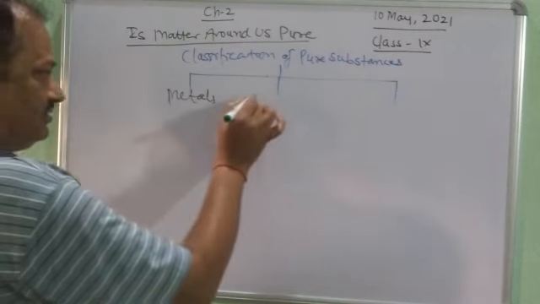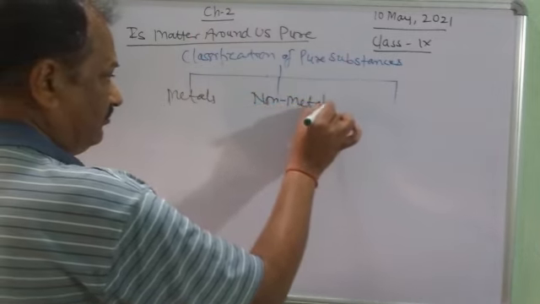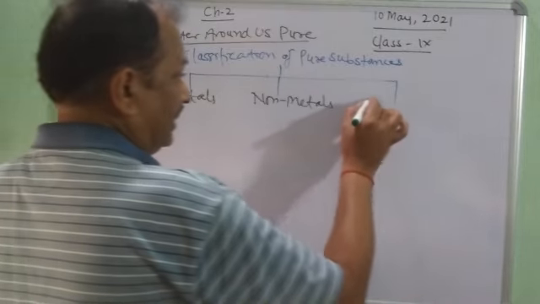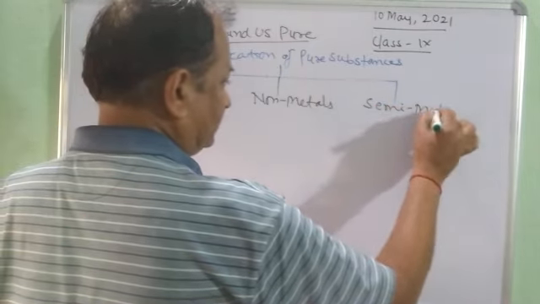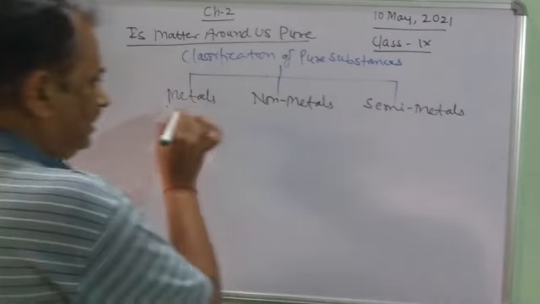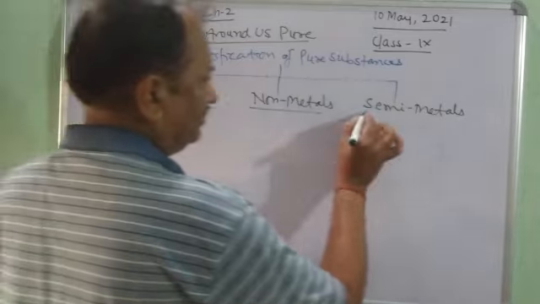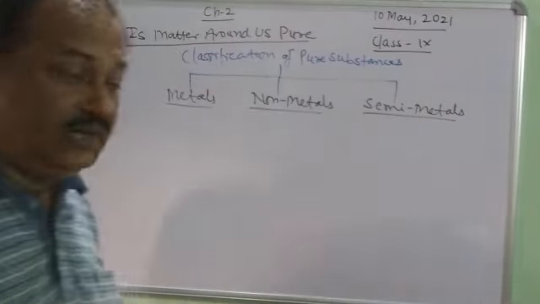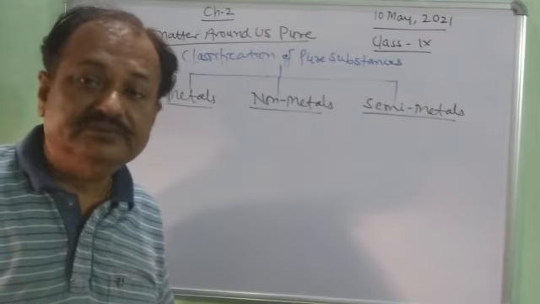Metals. Second is non-metals. And third is semi-metals. So we'll see about these three one by one. Now see, metals, you all know different forms of metal.